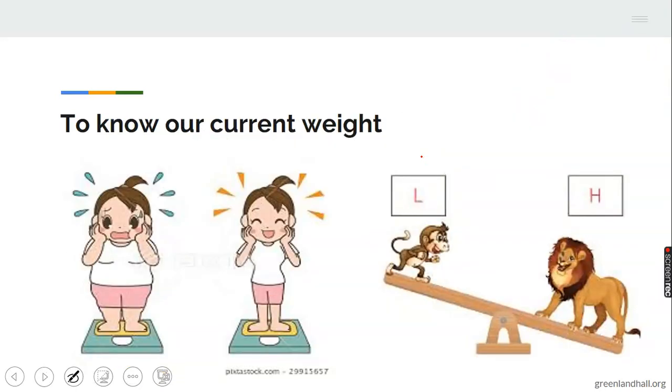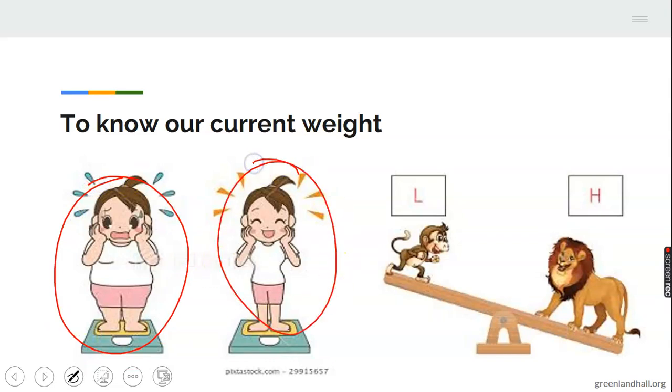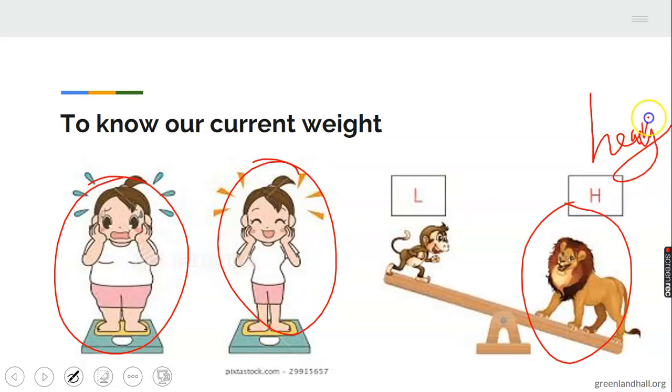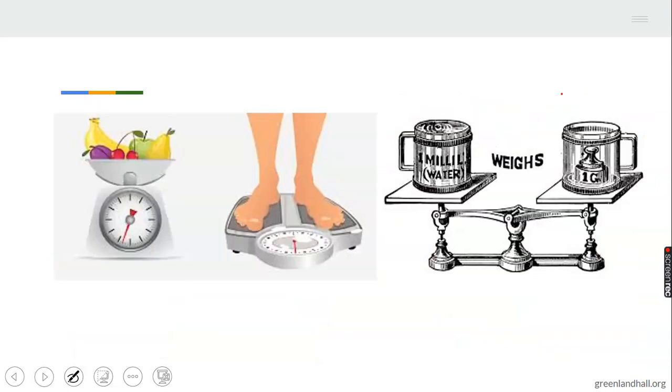Also, we measure so we can know our current weight. As human beings, we have to measure our weight. We have to know she's a little bit fat now, she weighs different. But when she's slim, she's happy and she's going to weigh different. The lion is heavy in weight, and this is light in weight. So we also measure to know our current weight, what we are weighing.